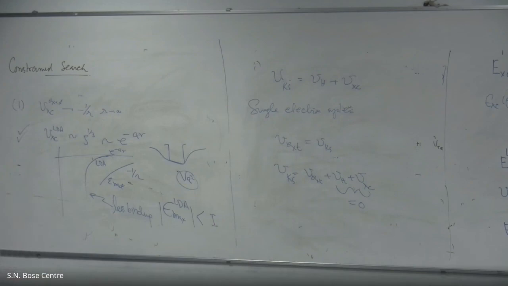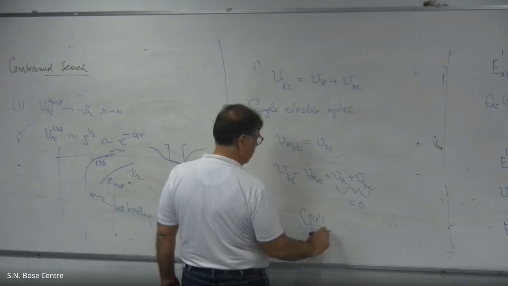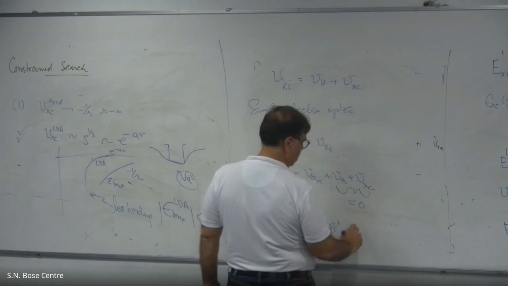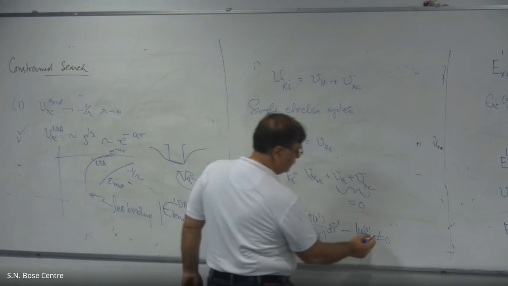Self-interaction should not be there. If it is not zero, that means there's a self-interaction. Now it so happens that in LDA, the integral of rho(r') over |r - r'| dr', minus kF(r)/pi, is not equal to zero. It's not expected to be zero. Why should it be zero? It's an approximation. This in fact comes out to be non-zero.